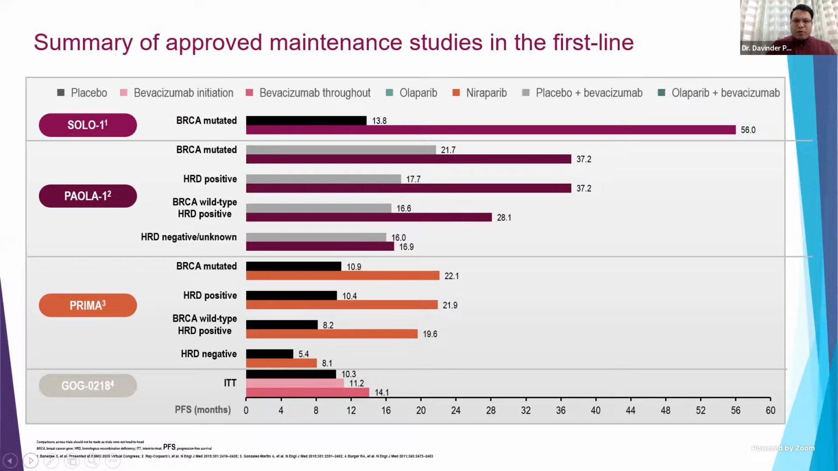So this is the summary of the approved maintenance studies in the first line. You can see we have the data from the SOLO-1, PAOLA-1, and the PRIMA-1. Irrespective, what I'm trying to say is, if the patient is a BRCA mutant, especially germline BRCA mutant, or the HRD positivity is there, the PARP inhibitors have to be used, and they have shown a very, very good PFS benefit, and a few have also shown the OS benefit. So these are things to be done in patients who are HRD positive or BRCA mutation positive. Next slide.